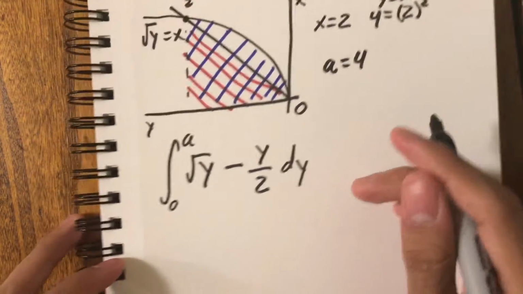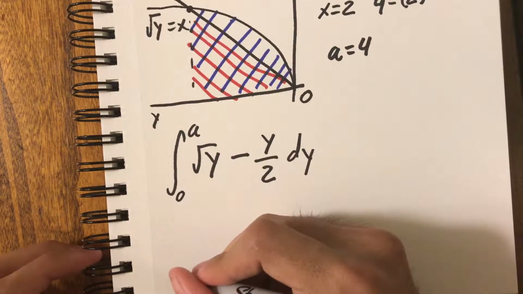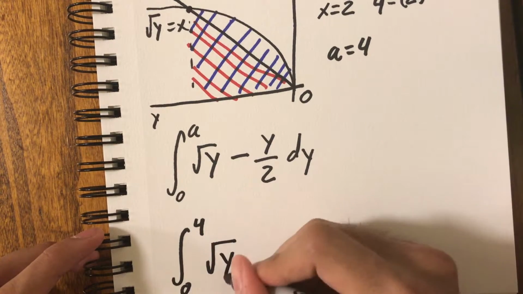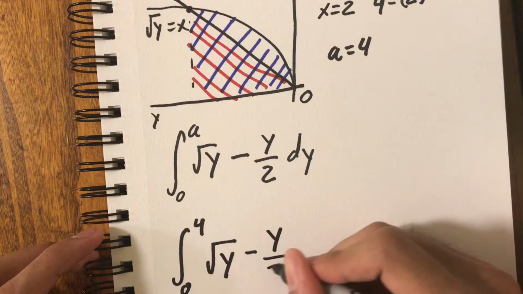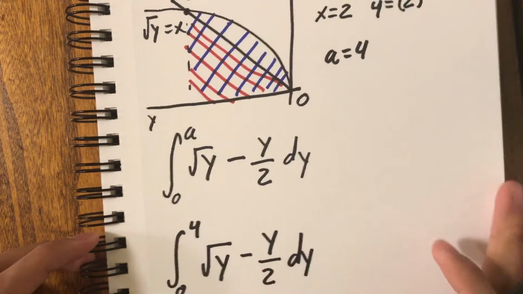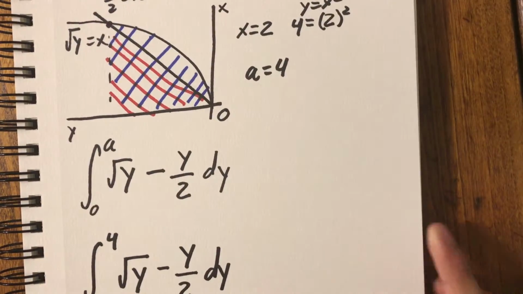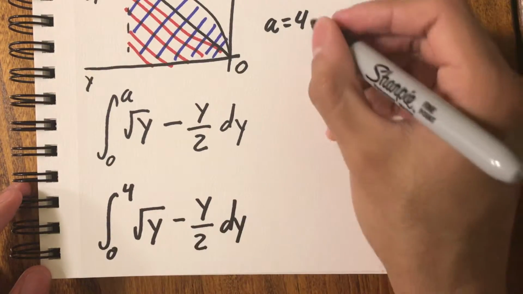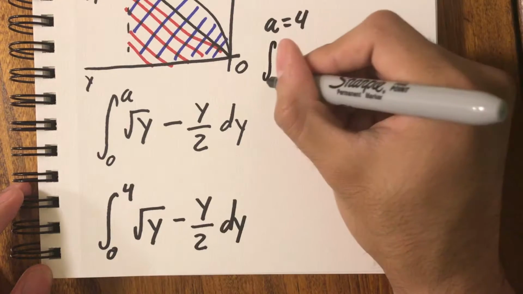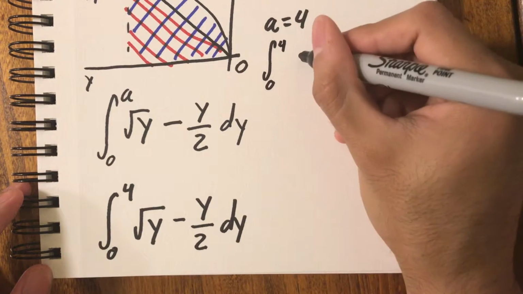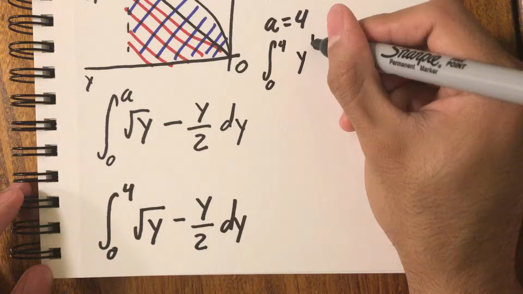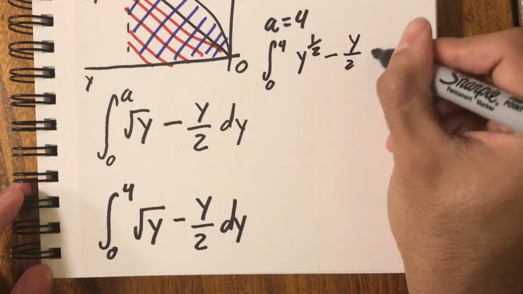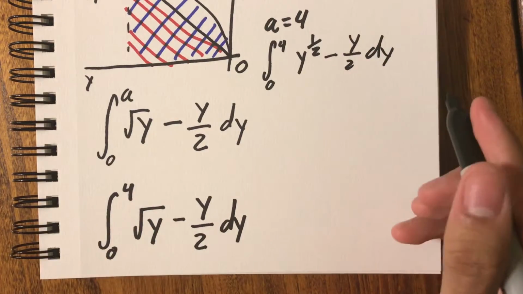We're now evaluating from 0 to 4. So let's rewrite it as the integral from 0 to 4 of square root of y minus y divided by 2 dy. And we're ready to take the integral. So when you take an integral of a square root, naturally you want to rewrite it as an exponent. So 0 to 4 of y raised to the 1/2 minus y divided by 2 dy. And this is just a simple integral.